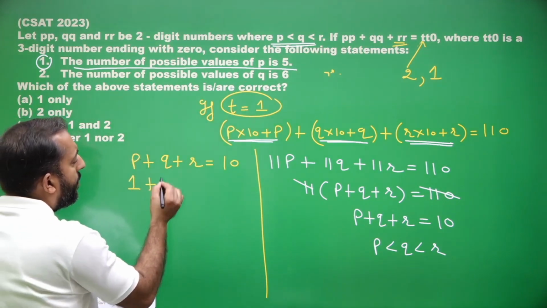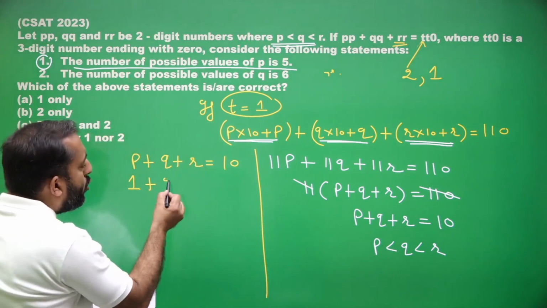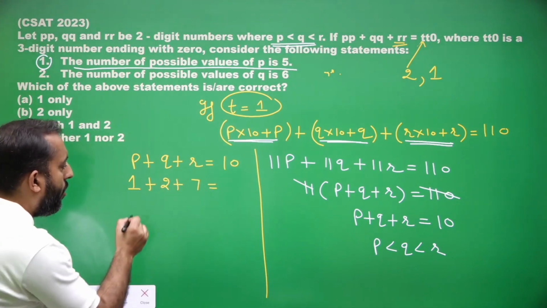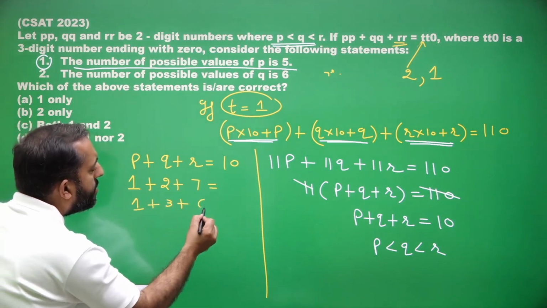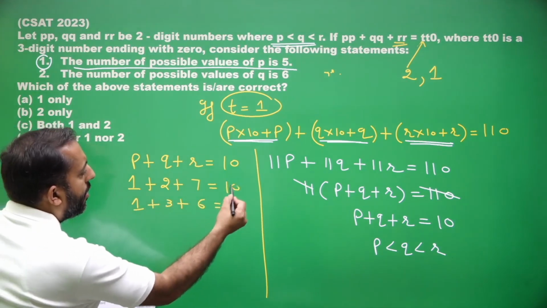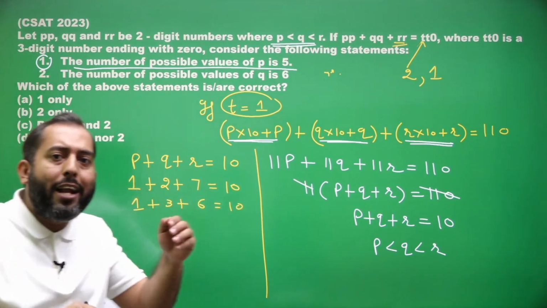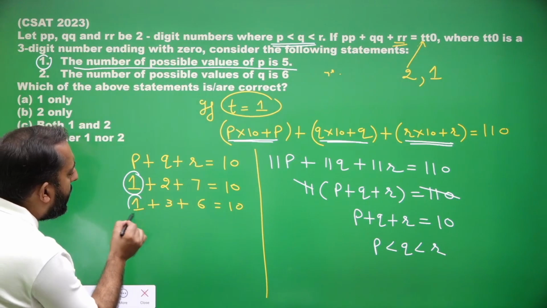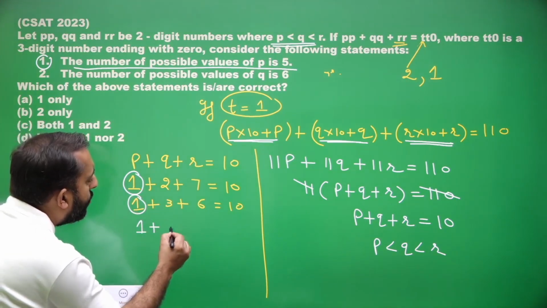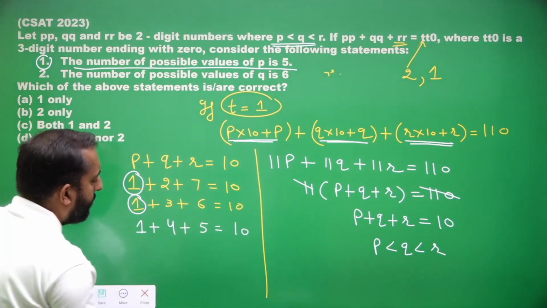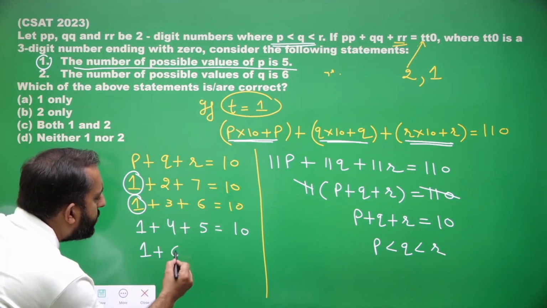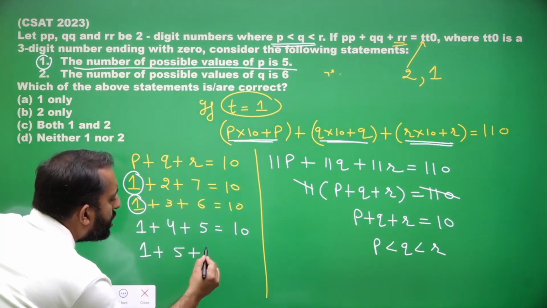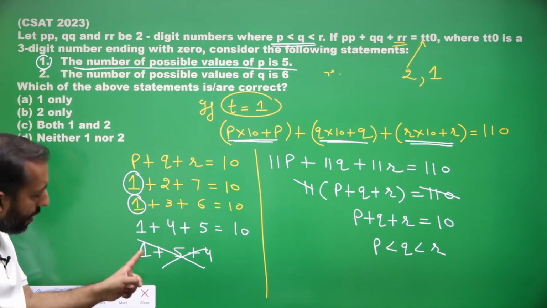If P is 1 and Q should be greater than P, so Q has to be 2 and R can be 7. So 1 plus 2 plus 7 is 10. Now 1 plus 3 plus 6 is also 10. So we are considering the different values that P can take. So till now P is 1. So 1 plus 4 plus 5 is also 10. Sorry, 1 plus 5 plus 4. This is not considerable.